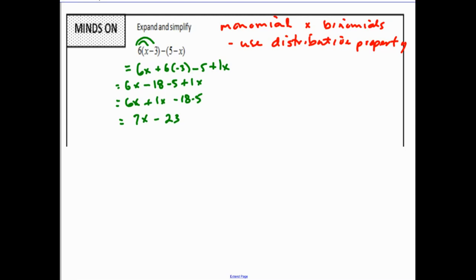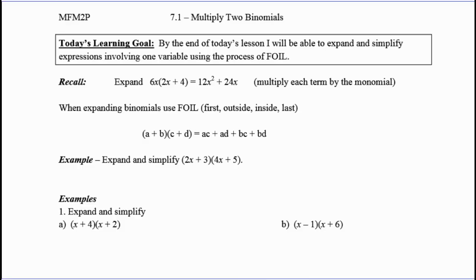When we did that, we sometimes talked about doing this first step in your head. Some people just did that in their head and went straight to here, which is fine. So again, this was a monomial times a binomial. Okay, on to the lesson now.